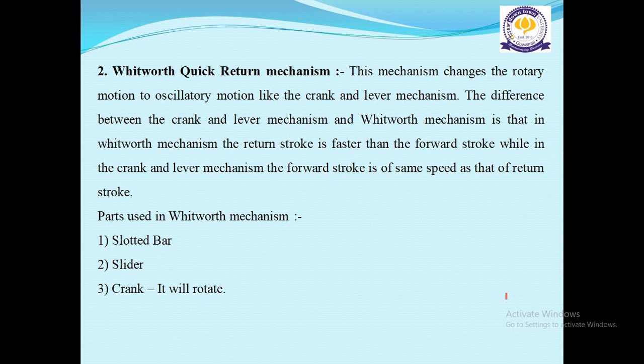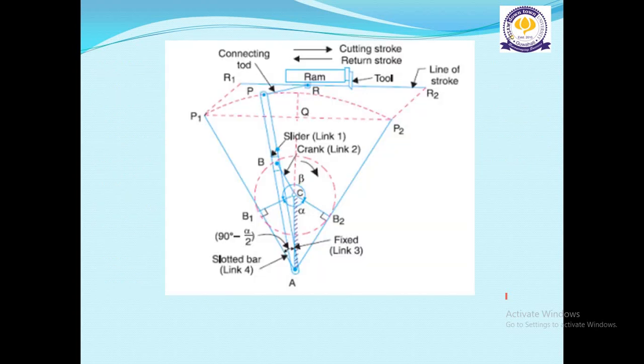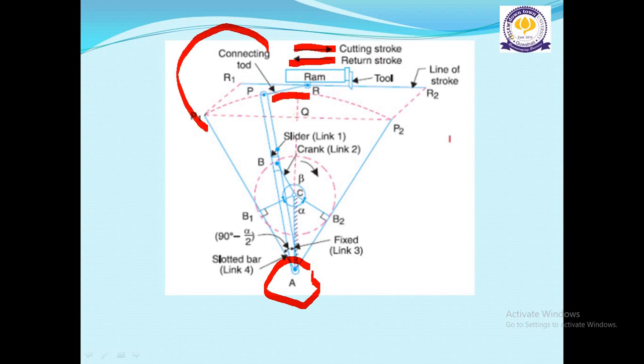Okay, so here are the parts of Whitworth mechanism. Number 1 slotted bar, number 2 slider, number 3 crank. It will rotate. So here you can see in the diagram the Whitworth quick return mechanism. Here it is fixed point A. So this way it is the cutting stroke. In this way it is the return stroke. This is the connecting rod. This is the connecting rod. Here you can see the line of stroke.